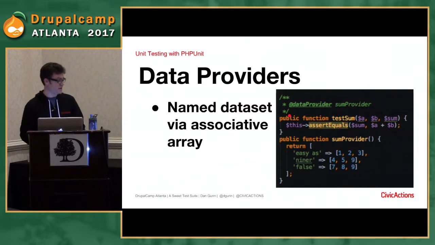You can also do named data sets with an associative array. And these are nice because the failure messages will return with the key name here. So false would return false. That's a horrible name.